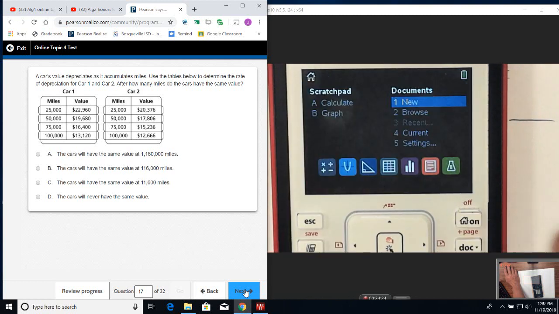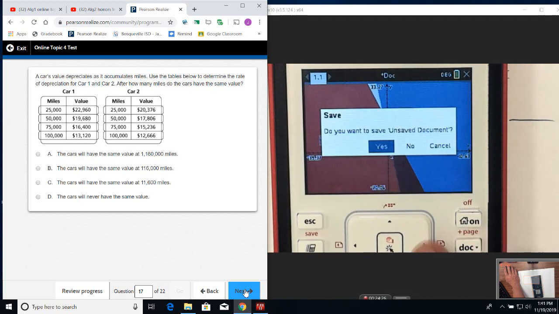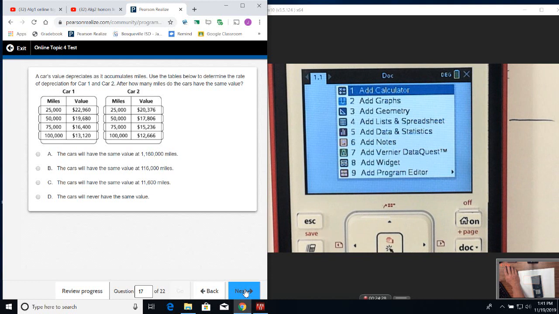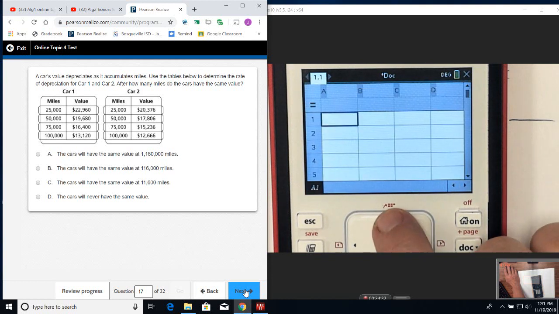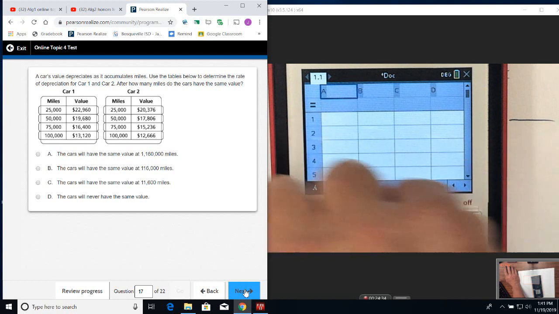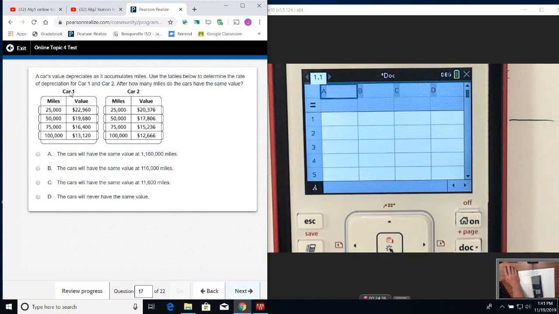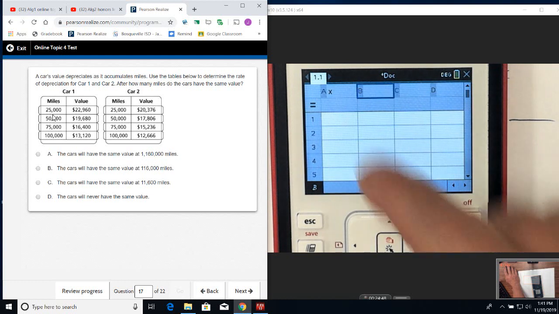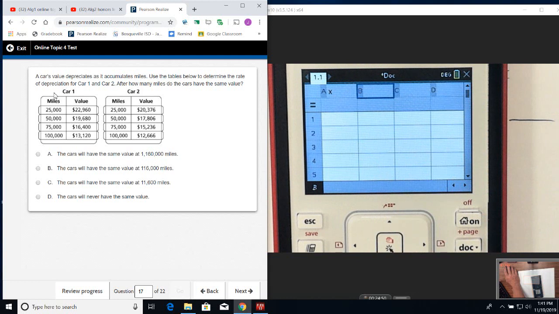So hit the home screen, go to New Document, don't save my last one, and we're going to add a list in a spreadsheet, and I need to title my list as X being my miles, or if you want, you can type out miles. I'm not going to. It takes too long. So just remember, X represents the number of miles you drive a car. All right, so tab over. What's this column going to represent? It's going to represent the value of car what?